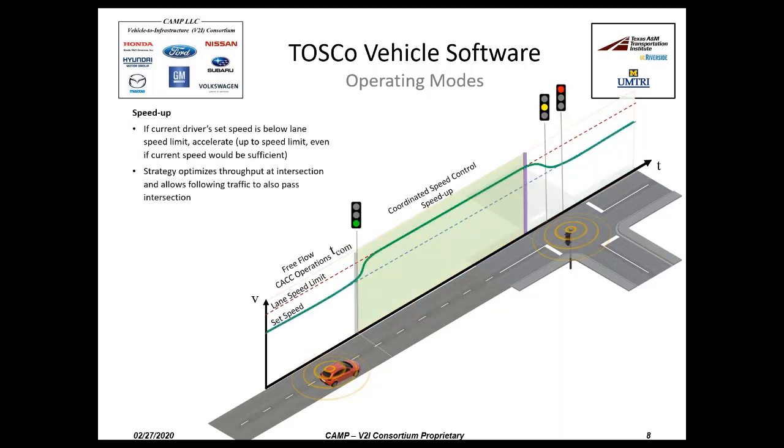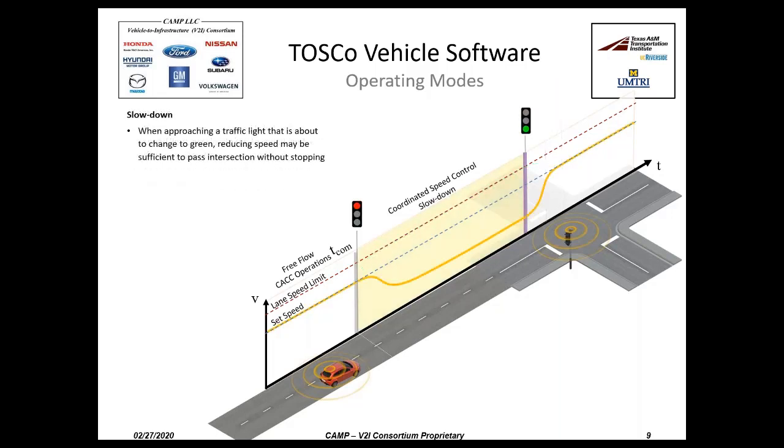So the first operating mode that we have listed here is the speed up operating mode. The condition for this is if the driver's current set speed is below the speed limit, the TOSCo vehicle will determine that it will accelerate to the speed limit, maintain that speed, and go back to the set speed after it crosses the intersection. The mindset behind this TOSCo control strategy is it allows the vehicles behind the subject vehicle to cross the stop bar at a sooner point in time.